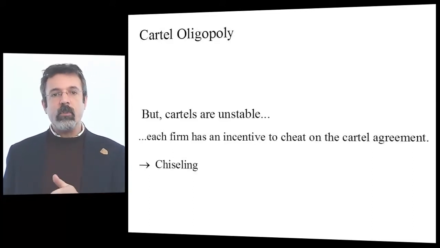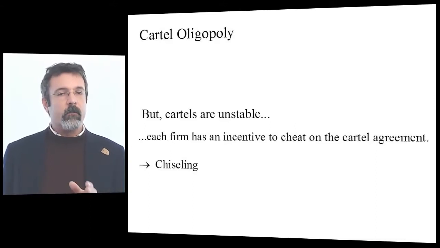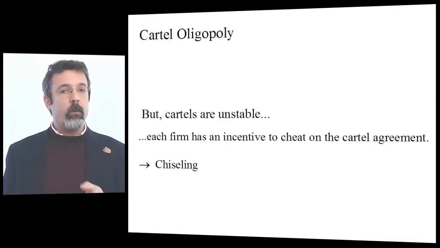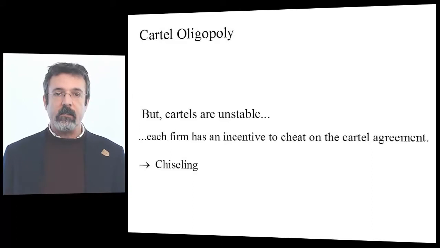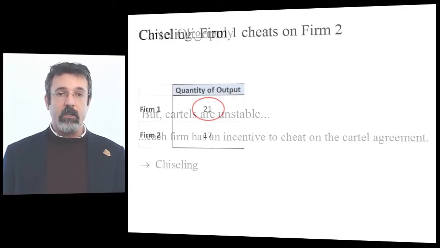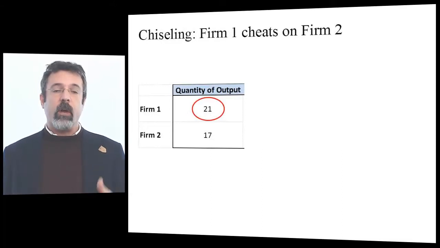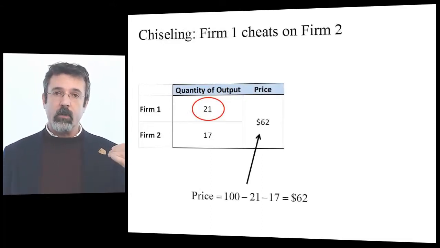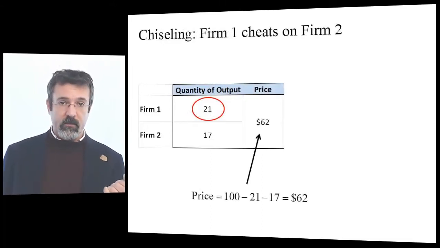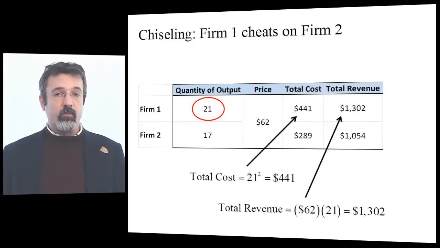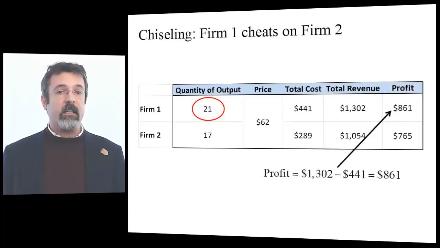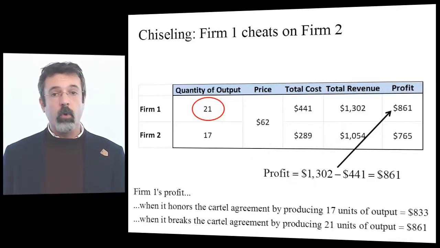If firm 2 is going to produce 17 units, firm 1 can make even more profit than in the cartel case by increasing his output to 21 units. By increasing his output to 21 units, he drives the market price down from the cartel level of 66 to a price of 62. His total revenue rises to 1302. His total cost rises a little bit to 441. And he's left with a profit of $861. This is more profit than he was making in the cartel scenario.